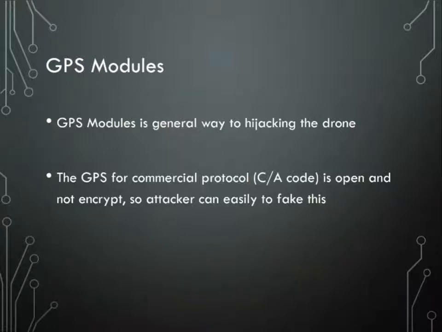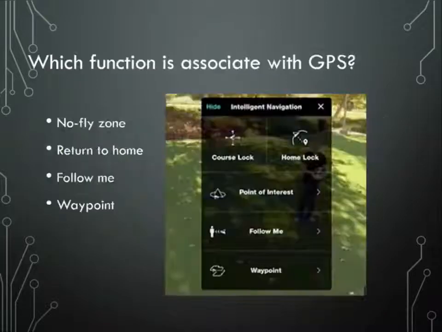So for every commercial usage, the GPS is more easily attacked by an attacker. An attacker can easily fake this. And I will figure out which functions are associated with the GPS. In a DJI drone, 4 functions will be impaired by faking the GPS.